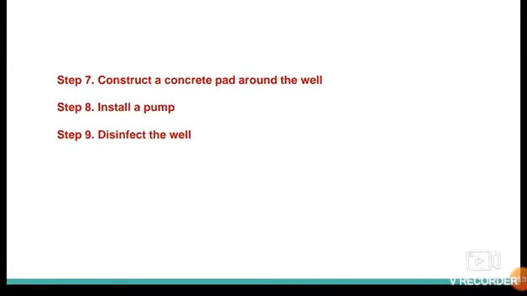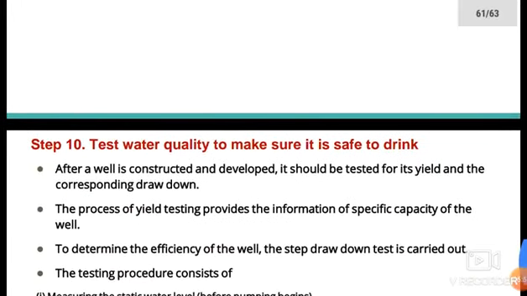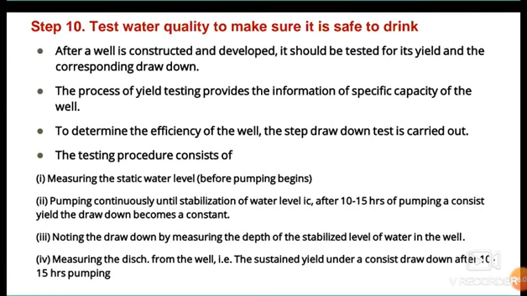And the seventh step is, after development, what we have to do? We have to construct a concrete pad around the well. The concrete pad is for protection, to protect the well from surface water, etc. We will build a concrete pad, and after that we can install a pump. About the pump, we have already discussed what all pumps we can use. And after that, we have to disinfect the well. The disinfection of the well is mainly done by using chlorine or alum. And after the disinfection, we will move on to testing.